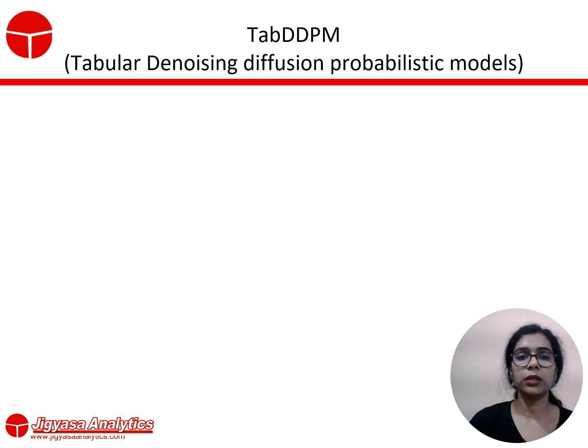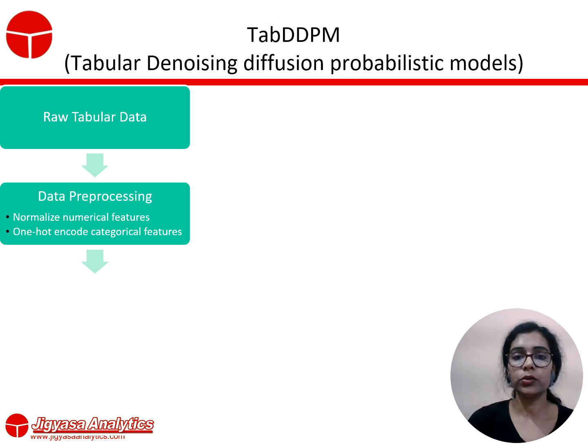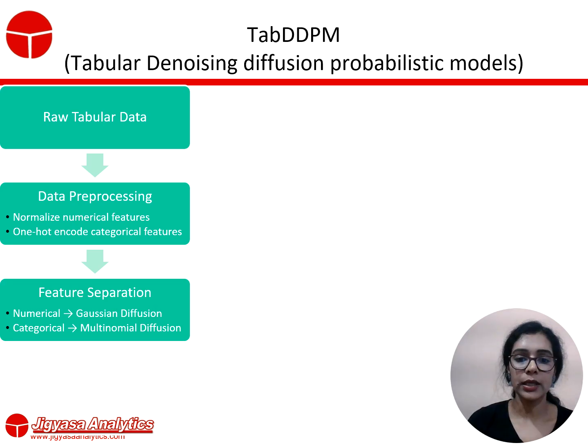Now let's discuss the working principle of TabDDPM. We start with the raw tabular dataset, which contains both numerical and categorical features. Before feeding the data into our model, we pre-process it. Numerical features are normalized and categorical features are one-hot encoded. Next, we separate features based on their type. Numerical features are modeled using Gaussian diffusion. Categorical features are modeled using multinomial diffusion. This separation allows the model to handle different data types effectively, preserving their distinct statistical characteristics.